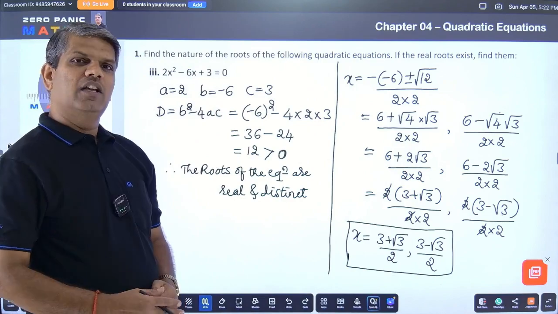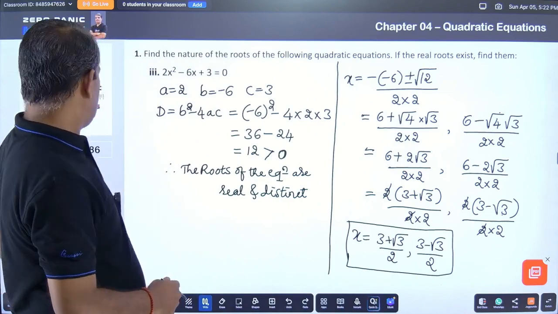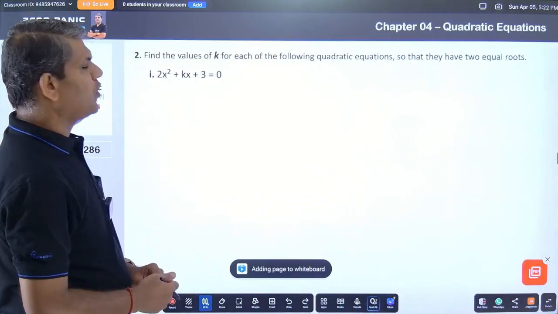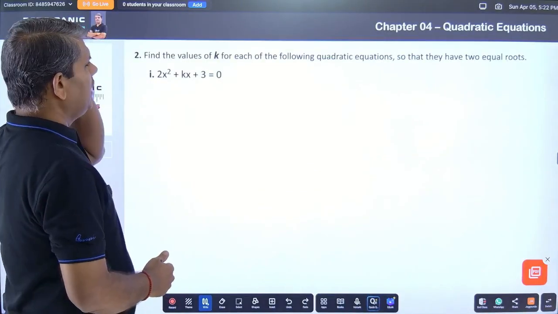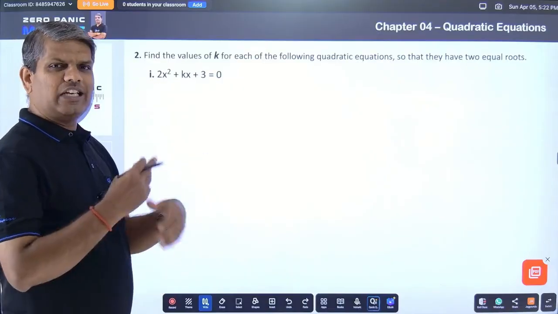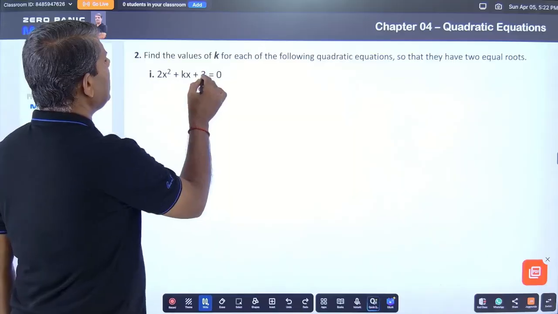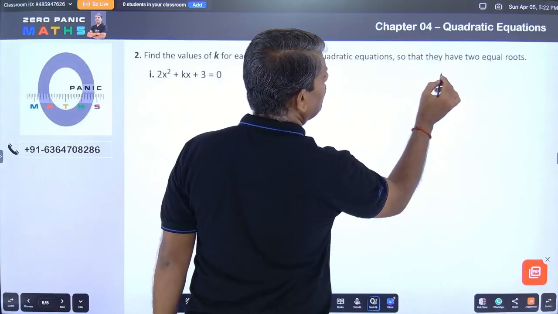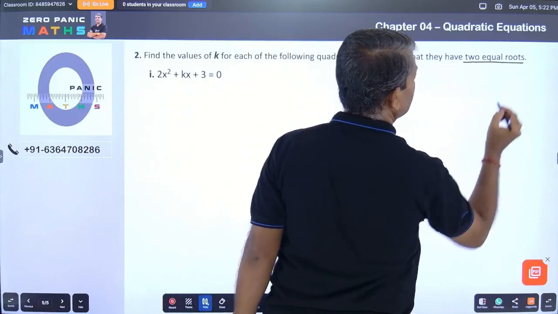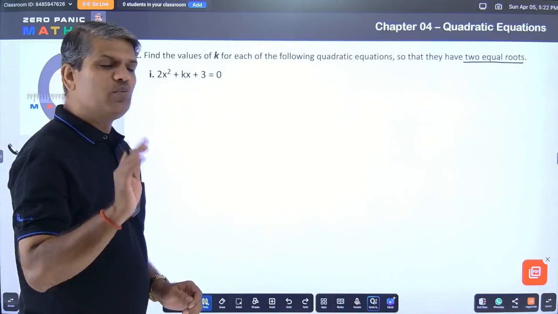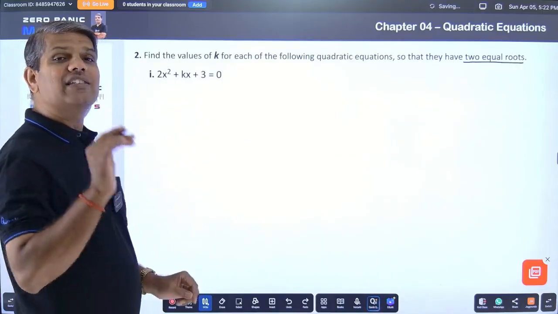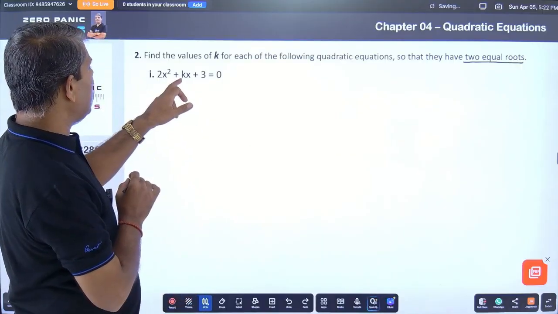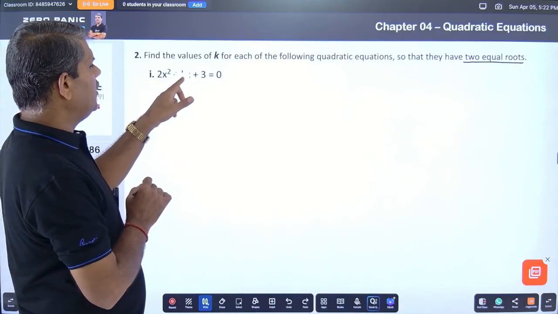Okay. Now let us continue on to the second set of problems. Here the question is a little bit different, in that they have already given that the roots of the quadratic equation are equal, the two equal roots. Assuming that this equation has equal roots, we have to find out the value of k.